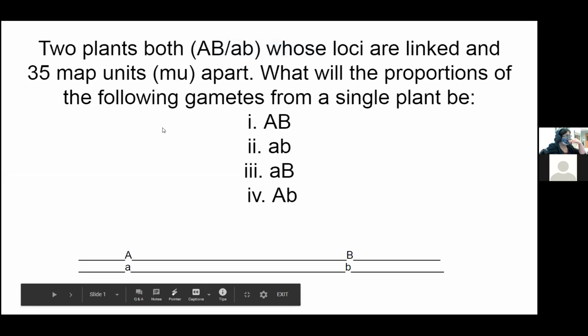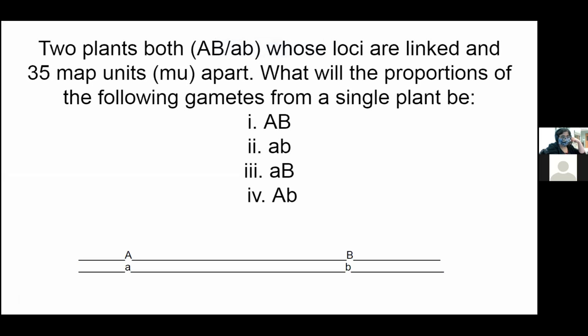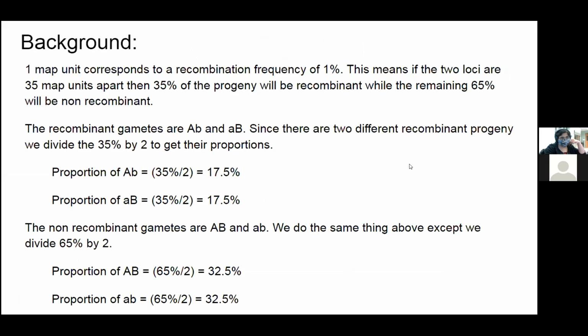I was working on question number 1, which stated 2 plants, both big A, big B, little b, whose loci are linked and 35 map units apart. What will the proportions of the following gametes from a single plant be? For background information, 1 map unit corresponds to a recombination frequency of 1%. This means if the 2 loci are 35 map units apart, then 35% of the progeny will be recombinant, while the remaining 65% will be non-recombinant.